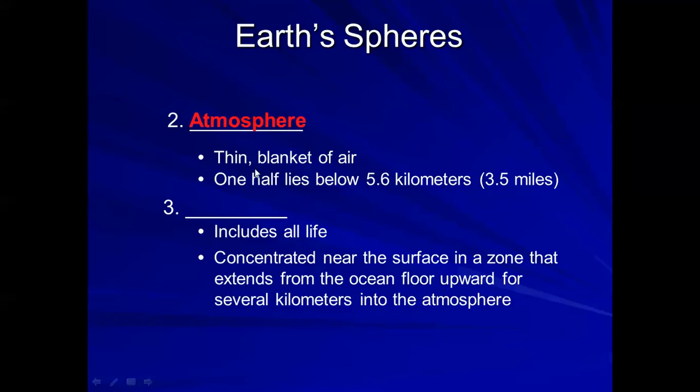The atmosphere is a thin blanket of air, and half of that actually lies within 3.5 miles from the surface of our planet. The biosphere includes all life. This is concentrated near the surface in a zone that extends from the ocean floor upward for several kilometers into the atmosphere. So down in the depths to way up in the mountains.